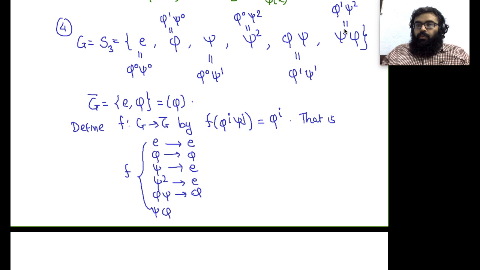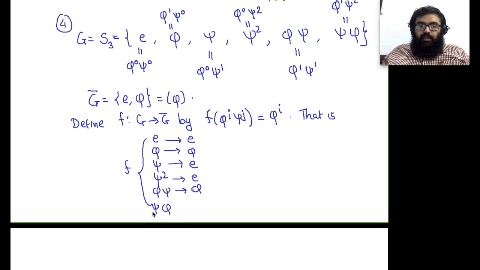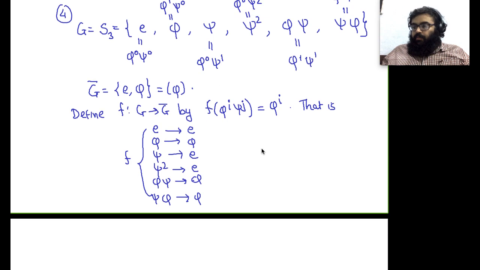Psi phi also 5 power 1 psi square. Psi square is ignored. And so this is mapped to phi. Okay, so this is how f is defined. And then f is a homomorphism. So I ask you to verify that f is a homomorphism.